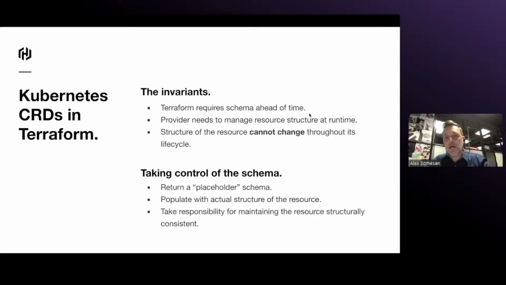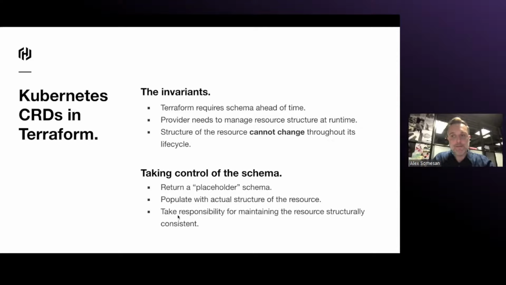What do we do? Because Kubernetes CRDs fundamentally are unknown ahead of time, whereas Terraform requires schema for everything ahead of time. And so the escape hatch there is we take the schema in our hands, so to speak. So we return a placeholder for the resource, and in all actuality, we will populate that placeholder as soon as we get structural information about the resource itself.